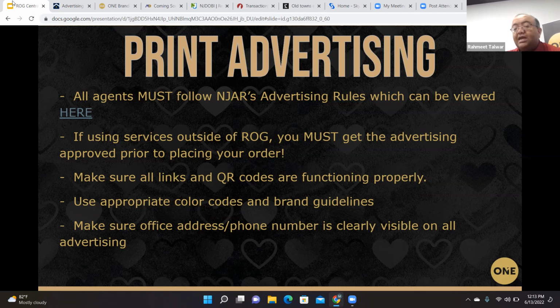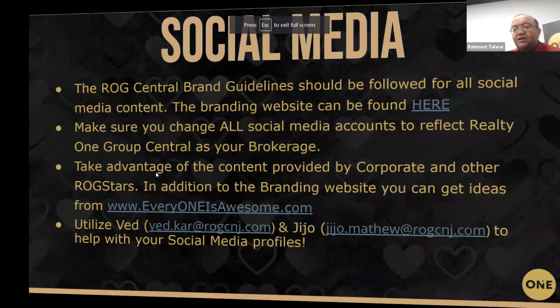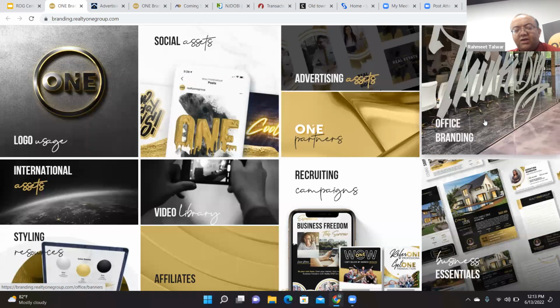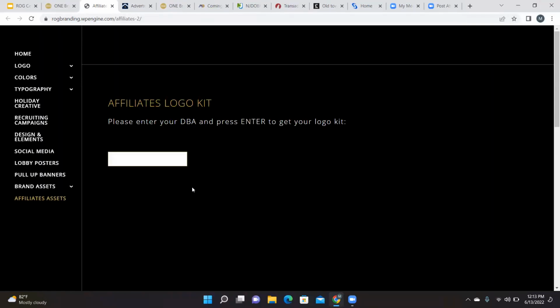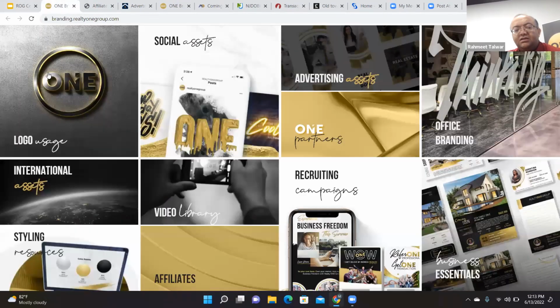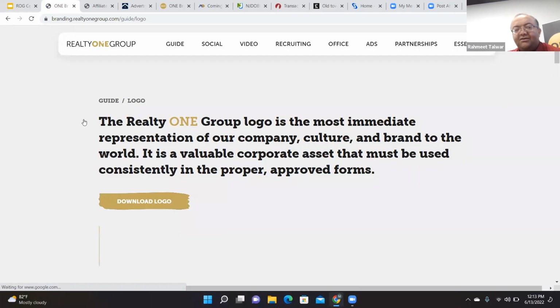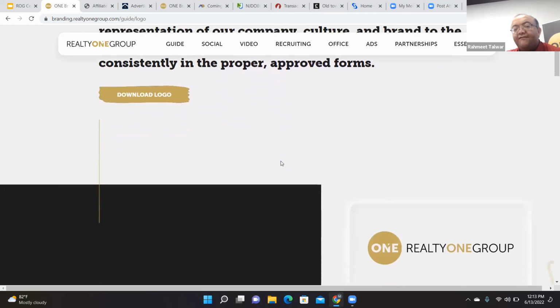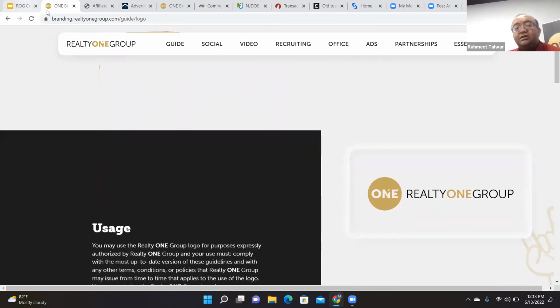Use the appropriate color codes and brand guidelines on the branding website. When you're on the branding website, you have the office brand. Here we go, logo. Your logos can be downloaded here. We advise you to download the ones that are on the affiliate page.